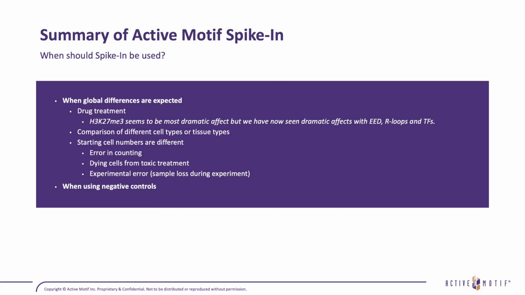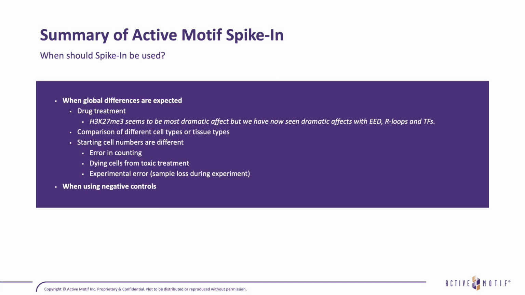There may be instances where you have different cell numbers at the beginning of your experiment. So maybe when you counted the cells, there were errors in counting. Maybe you have treatments that are toxic and kill the cells. Maybe you're doing an experiment where you're using primary cells and you're just not able to get enough of some of the samples. I think in all those cases, a normalization would be able to correct for any of those differences in starting cell numbers.